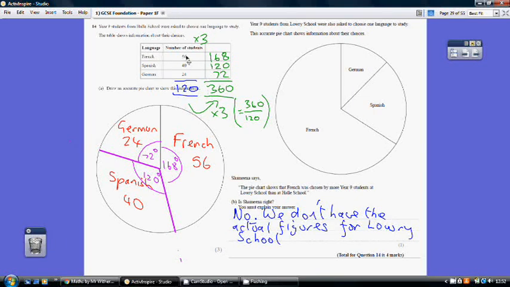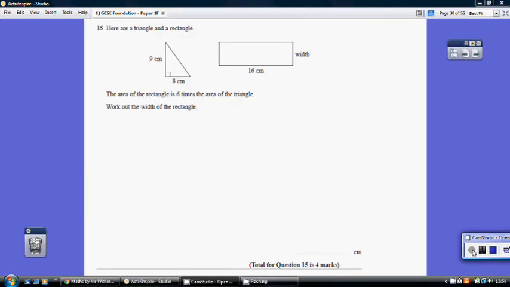So to convert each of these student numbers into the degrees they get in their pie chart, we times each of them by 3, which are these three numbers here. So then using our protractor, we make sure that the French students have 168 degrees, Spanish students 120, and the German students the 72 degrees. You would only write the bits in red in your answer. I've just put in the degrees in purple to help you understand. Now for part B, Year 9 students from Lowry School were also asked to choose one language to study. This accurate pie chart shows the information about their choice.